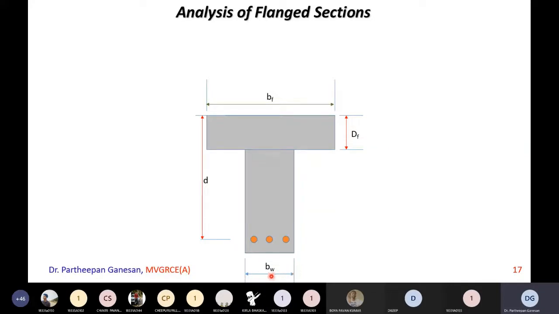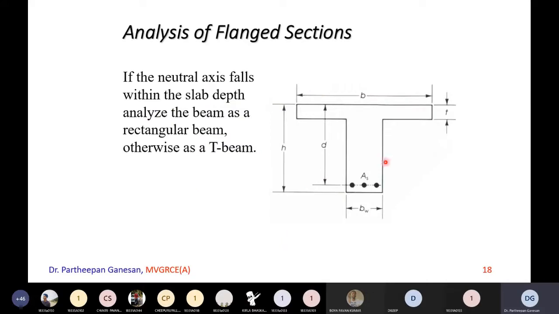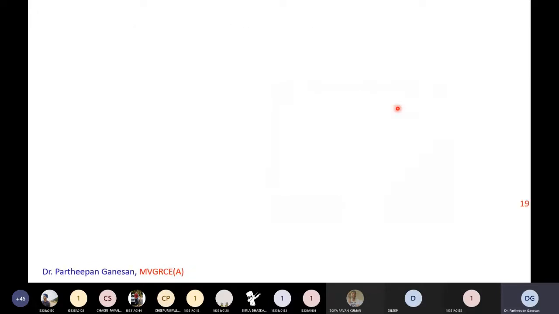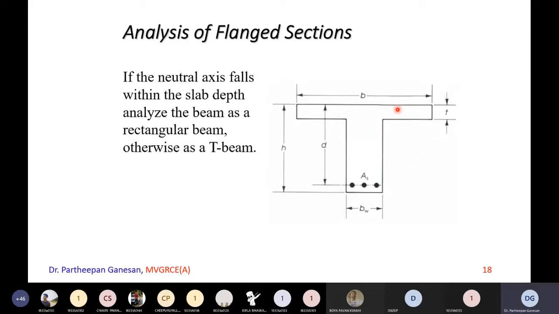This is small bw, the width of the web. Bw is the width of the web. Now this is AST as usual, and the distance between the topmost compression fiber to the centroid of the tensile steel is called the effective depth. Okay, and this is a neutral axis, let us say. Now this is the same thing. This is BW, AST, represented in a different form. So these are all some of the terms and definitions in the T beam.